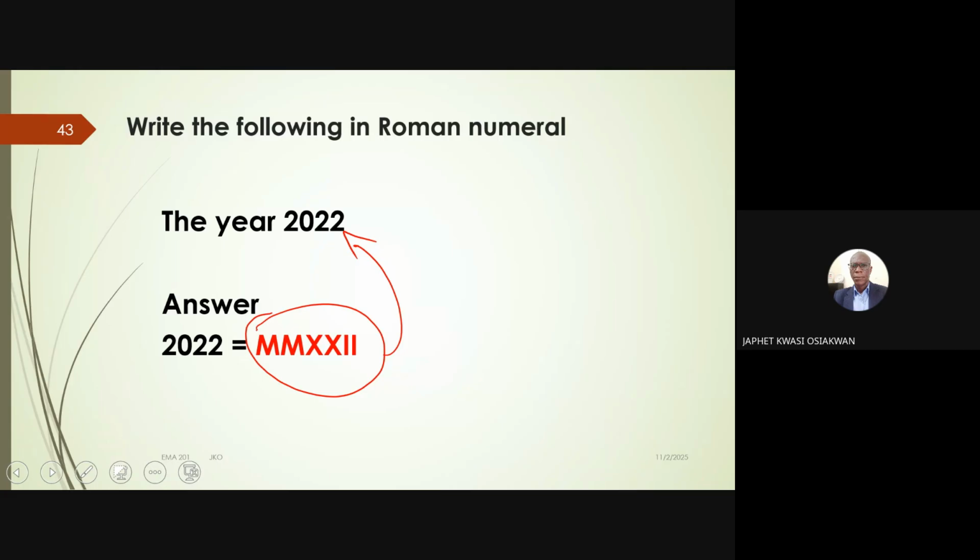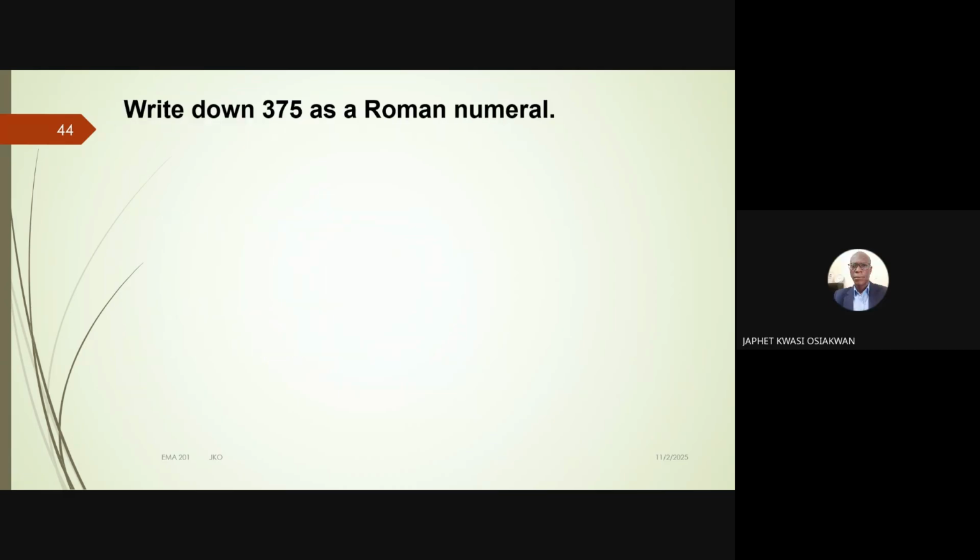Sit down and see if I also write the Roman numeral like this, how will you write it out? If you don't understand the system, you can't do it. Okay. Any question? Yes, go ahead.